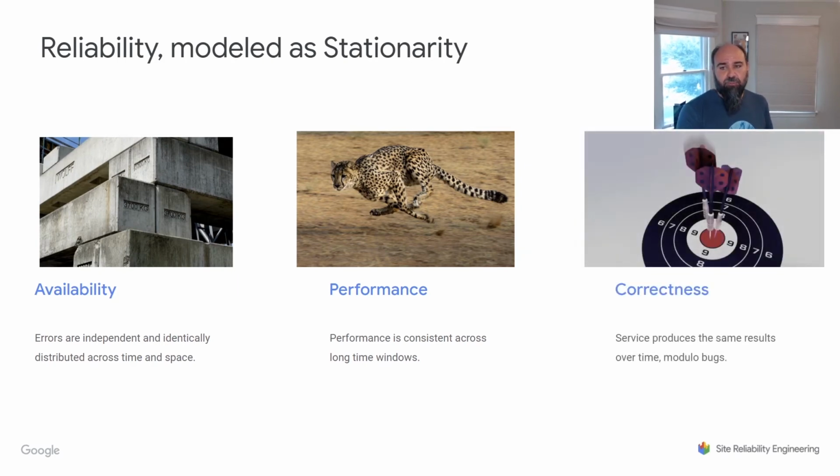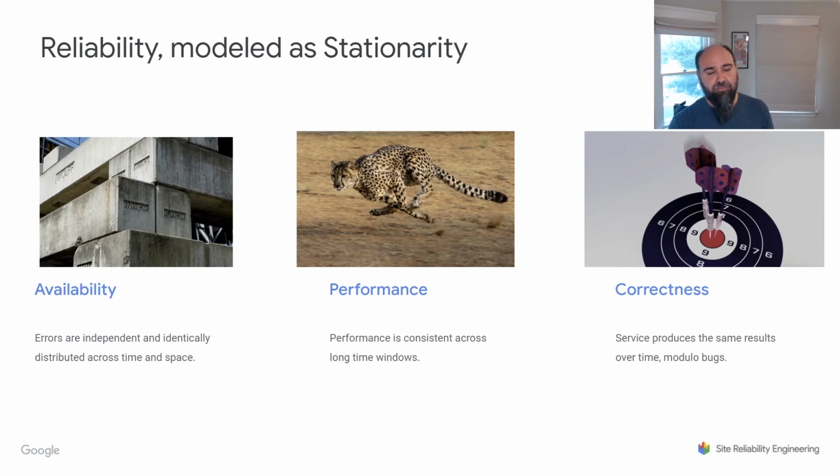And for correctness, really what you want is the service to produce the same result over time, modulo bugs. And this is really an intuition about what our goal should be. Now, we know, for example, that all of our services are not stationary in this manner today. But what we are hypothesizing is that measuring stationarity is in fact a useful thing to do, right? Because if we measure stationarity, we can assess roughly how far we are from the intuitive expectations of our customers.